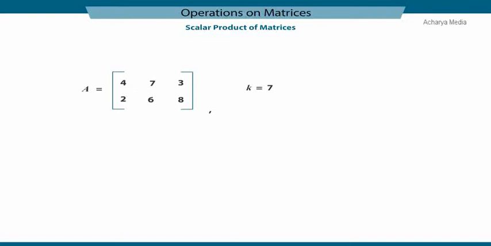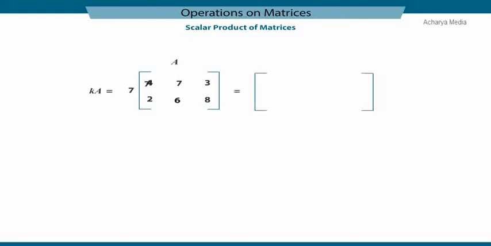Now let's discuss the multiplication of a matrix with a scalar. Consider the matrix A of order 2 by 3 and the scalar 7. The product of the scalar K and the matrix A is the matrix KA, in which all the elements of matrix A are multiplied by 7.